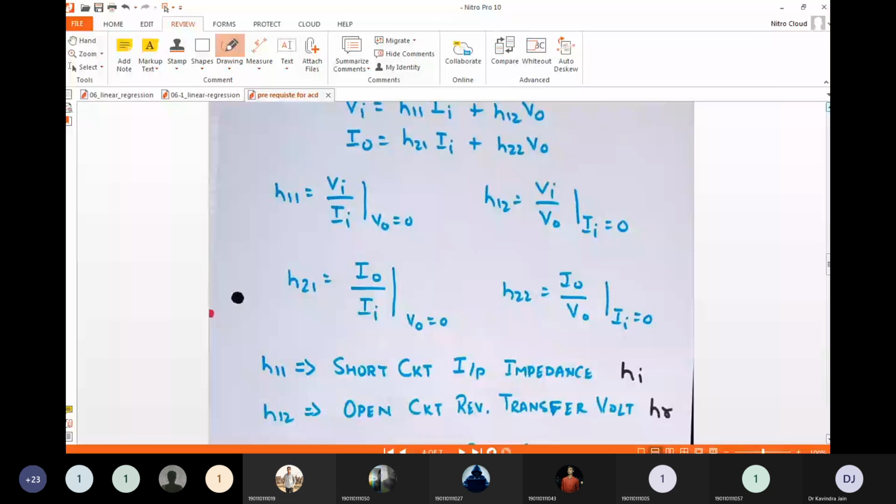So V naught over here means output voltage, and output voltage in case of CE configuration is termed as VCE. So what is my input current? Input current is IB. So II would be replaced by IB, V naught would be replaced by VCE, VI would be replaced by VBE, I naught would be replaced by IC. Very good. So please calculate all the four parameters. Please write down all the four equations for all the four parameters of H for CE configuration so that we can proceed further.